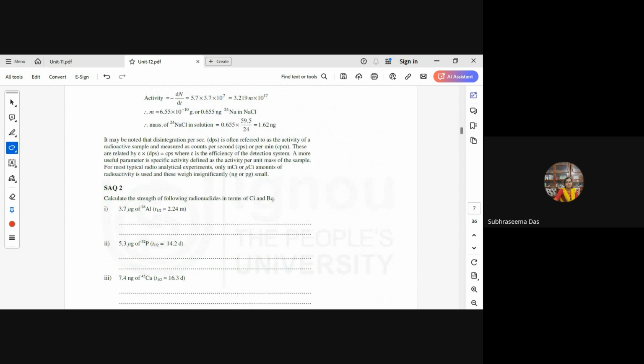It may be noted that dps is often referred to as the activity of the radioactive sample, and it is measured as counts per second or counts per minute, CPS or CPM. These are related by the equation epsilon times DPS equals CPS, where epsilon is the efficiency of the detection system. A more useful parameter is the specific activity, which is defined as the activity per unit mass of the sample. For typical radioanalytical experiments, only milli-Ci or micro-Ci are used.